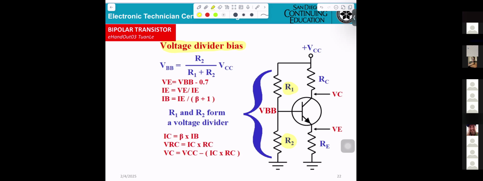Okay? First thing, they want to calculate the VBB here. You get a VCC. Okay, you get R1, R2. You can calculate the VBB using the voltage divider law. So VBB equal VCC times R2 divide R1 plus R2.